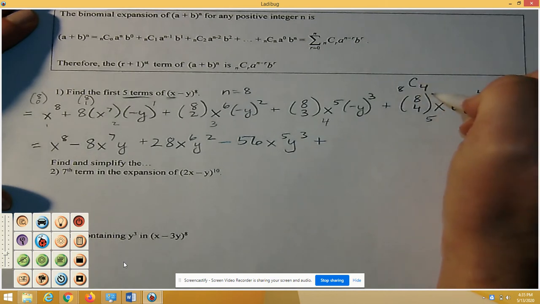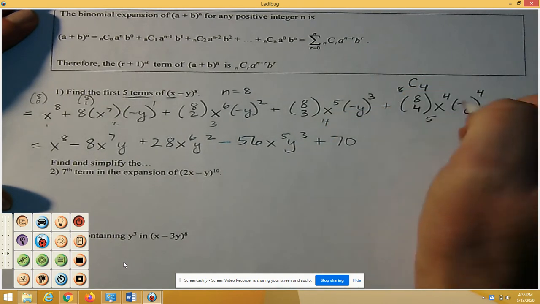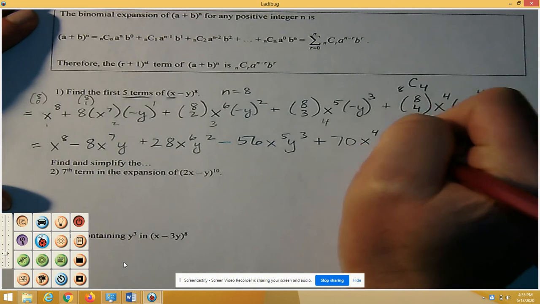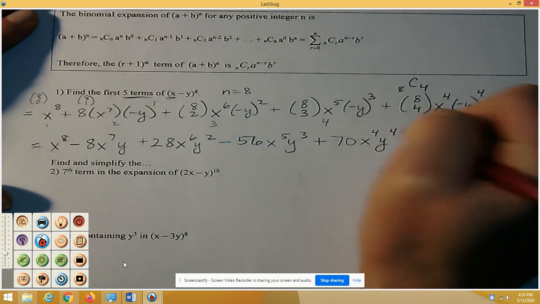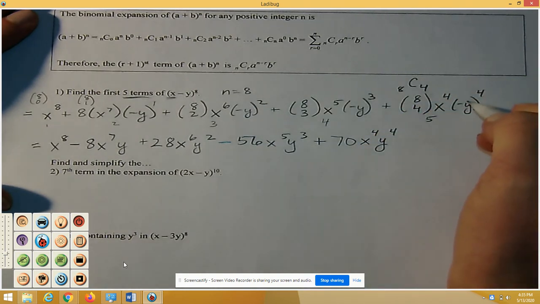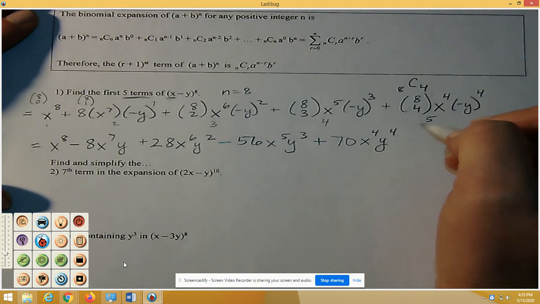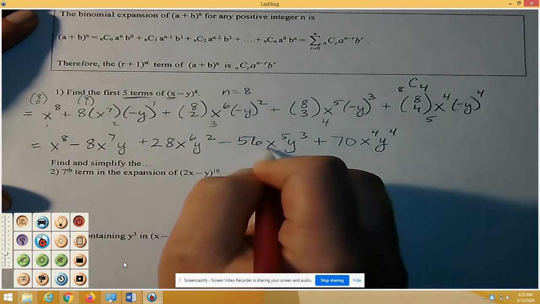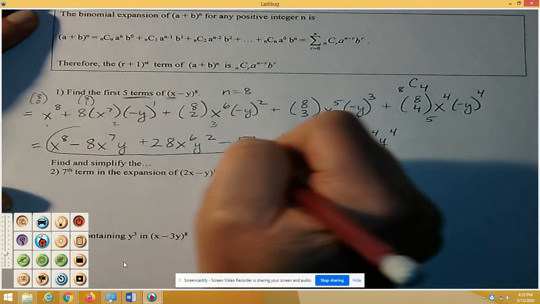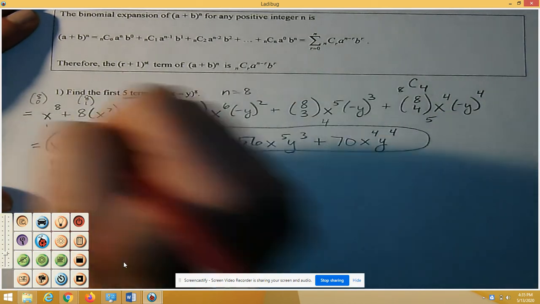8 choose 4 is 70. X will have an exponent of 4, and y will also have an exponent of 4. A negative expression to the power of 4 will change to positive. Okay, and so this is 1, 2, 3, 4, 5 terms, and that's all that I needed to do there.